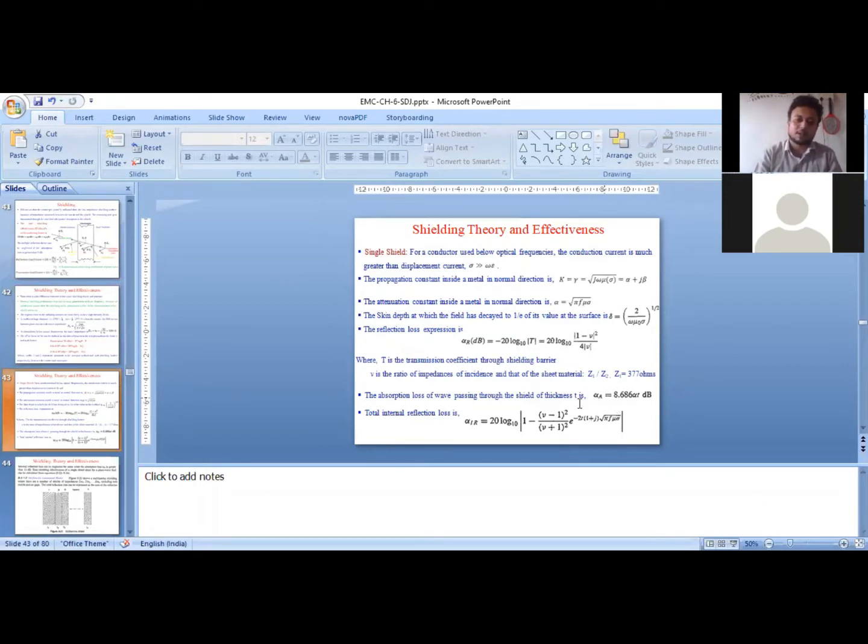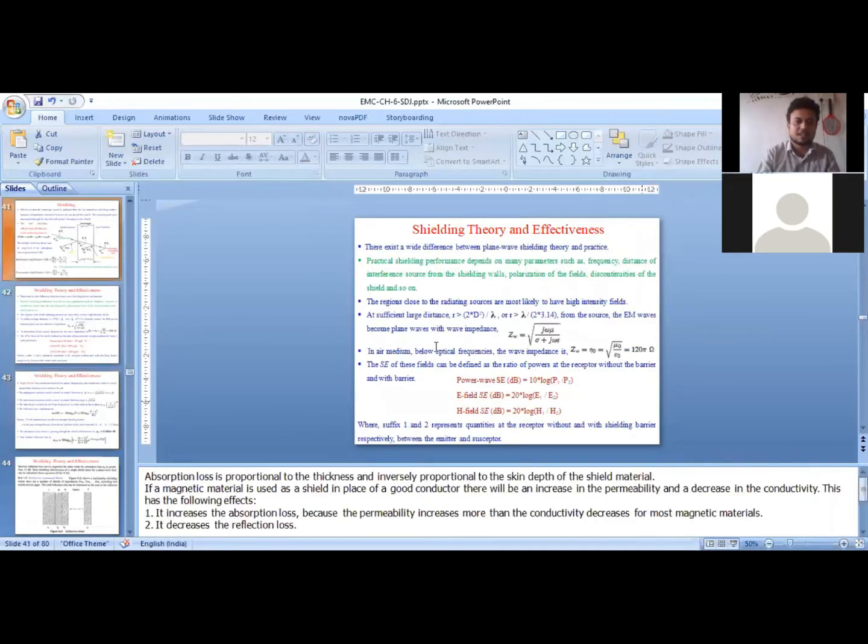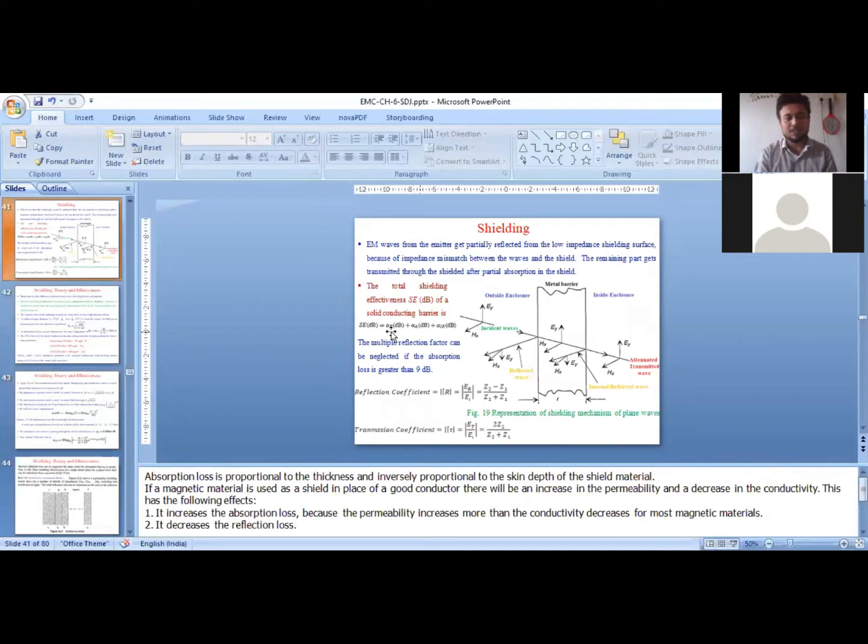This attenuation loss or absorption loss is generally measured in Nepers per meter. So to convert it into dB, we are simply multiplying it by 8.686. So shielding effectiveness is addition of 3 losses, that is reflection loss plus absorption loss plus internal reflection loss. This should be as high as possible.